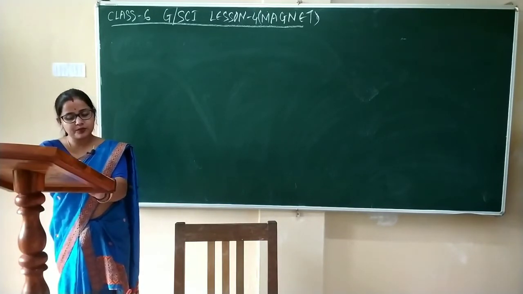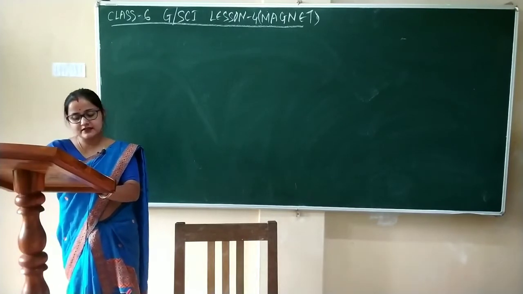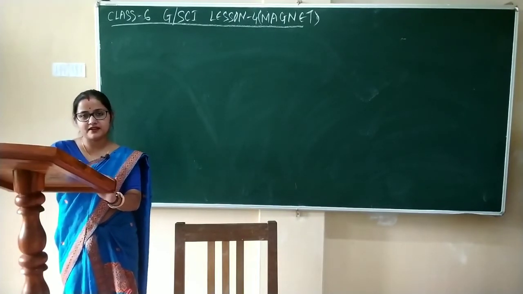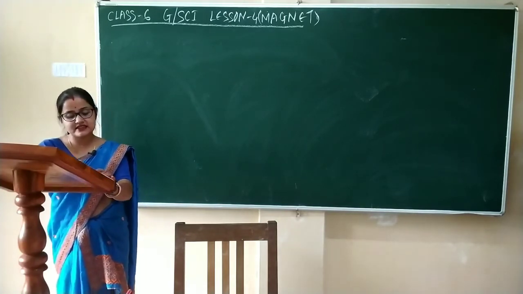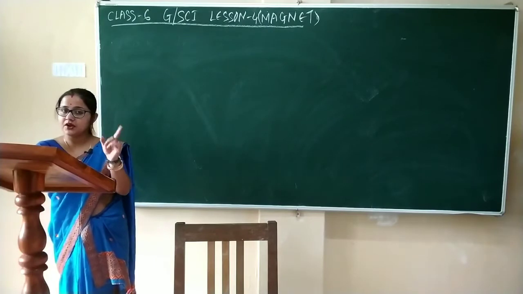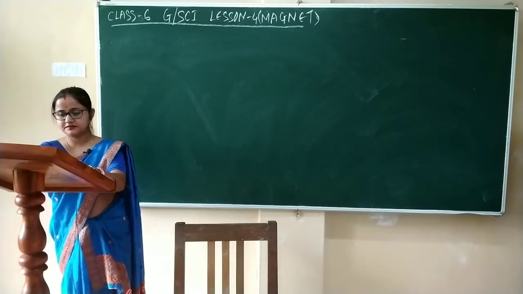The directive property of a magnet is used to make a compass. The needle in the compass is a magnet. That is why no matter where you place the compass, its needle will always point in the north-south direction.